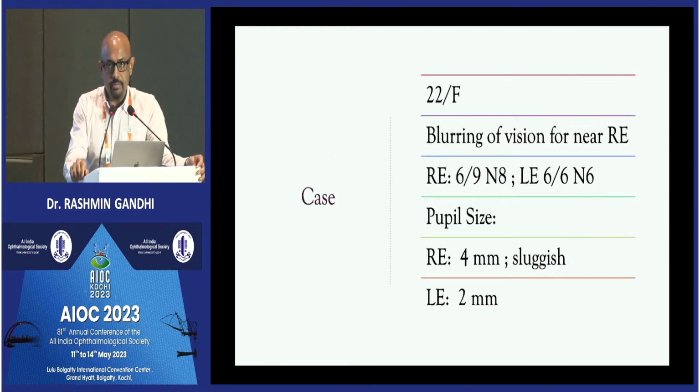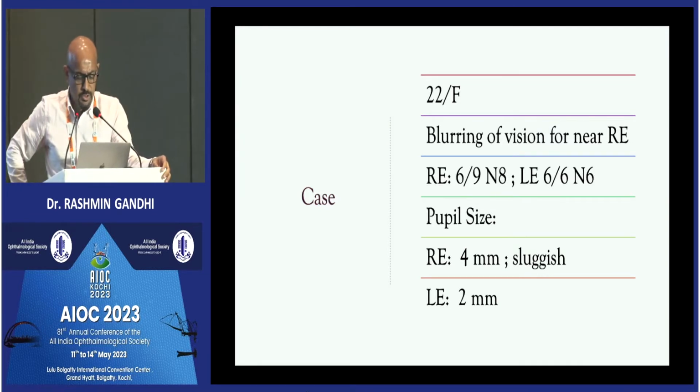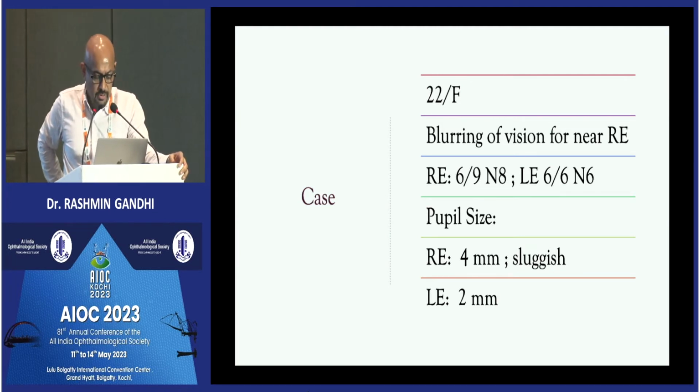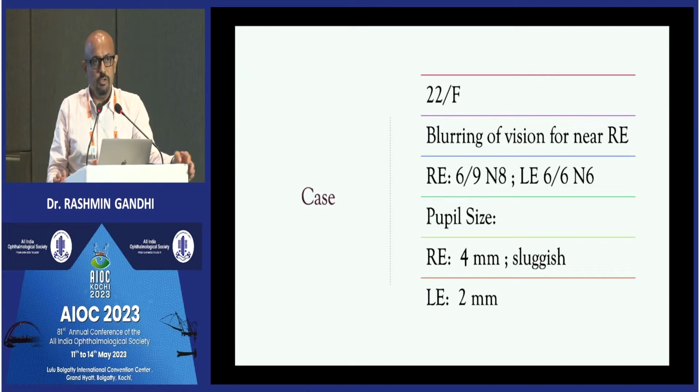So this is a case, blurring of vision for near for the right eye, visual acuity being 6/9 and 6/8, right pupil being larger than the left, and a little sluggishly reacting. Patient also complaining of headache. So one thing which we need to remember is that when the patient has a difference in pupillary size, that's not really a sign of optic nerve disease. When there is anisocoria, a difference in the pupillary size, it is generally an autonomic system problem. It can be either a sympathetic system problem or a parasympathetic system problem.